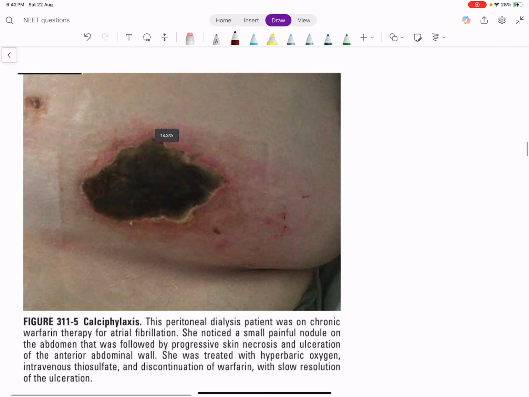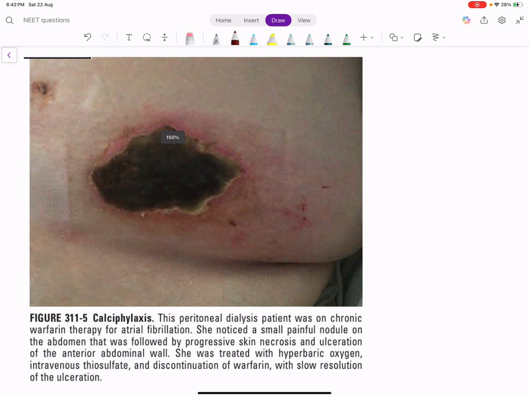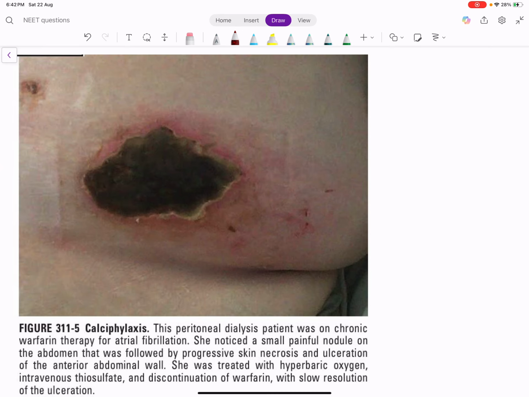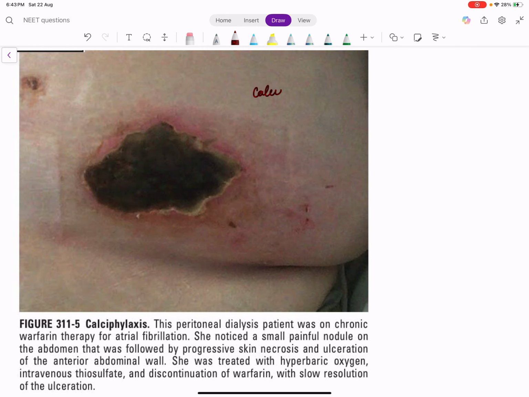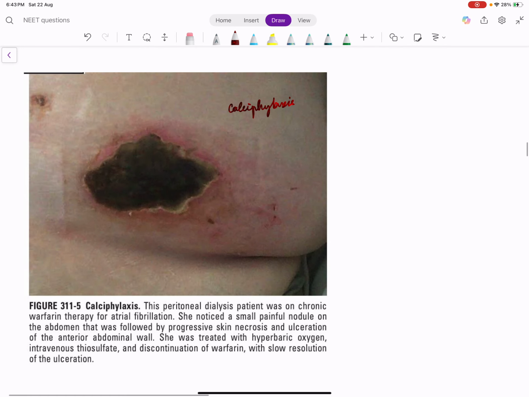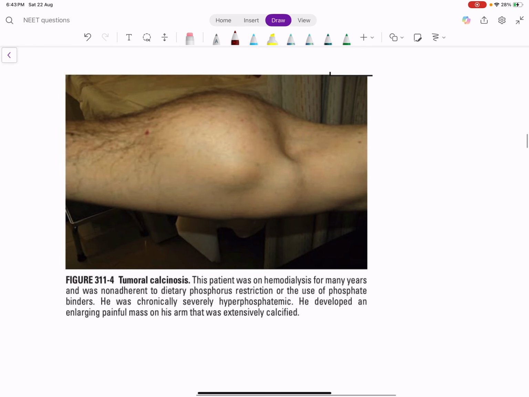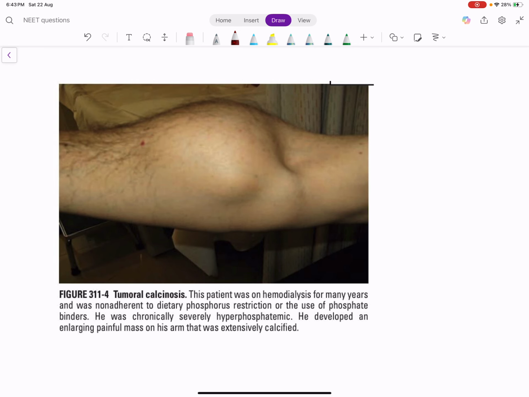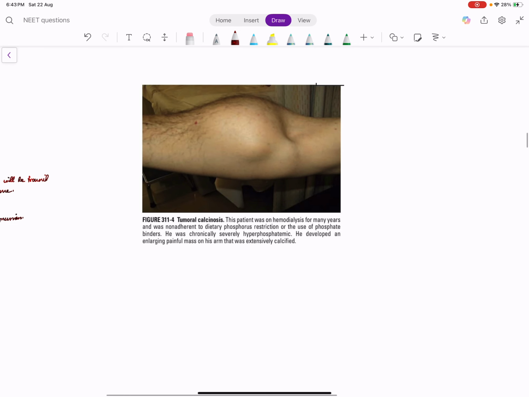Having discussed dialysis, these are some things that may come as questions. This disease is called calciphylaxis. Some changes occur in the body due to long-term dialysis. One is calciphylaxis, which is nothing but calcium deposition in the skin. It will cause skin necrosis like this. And this is another thing called tumoral calcinosis. Chronic hemodialysis causes this one.